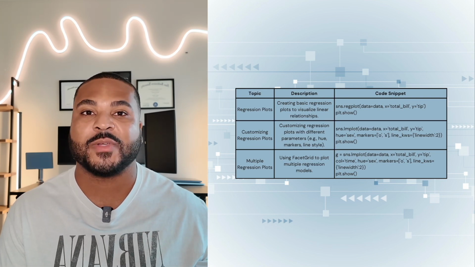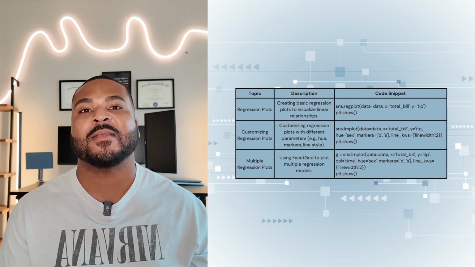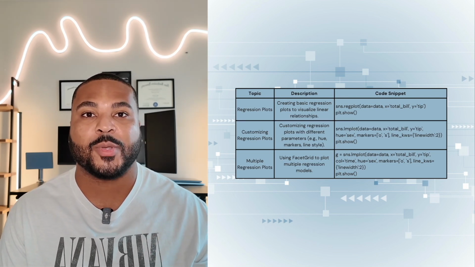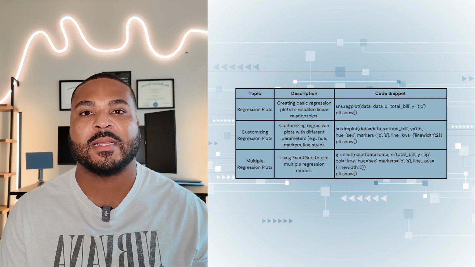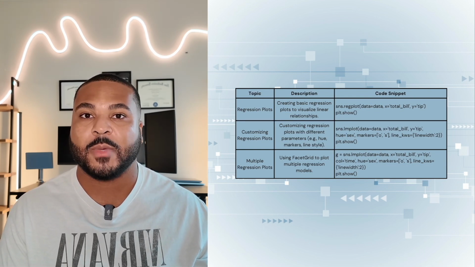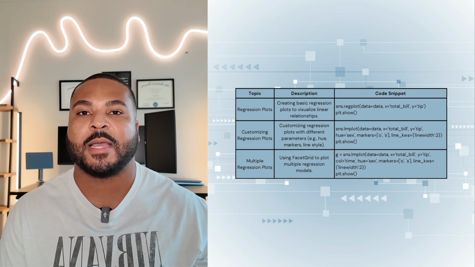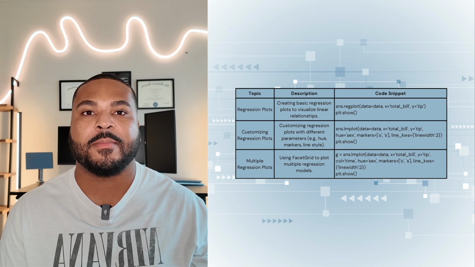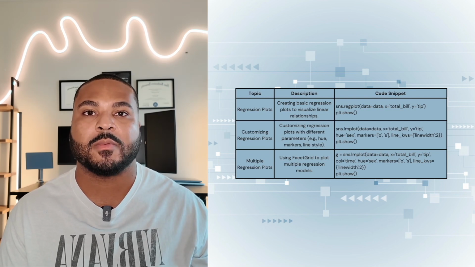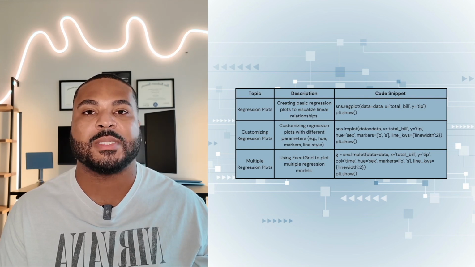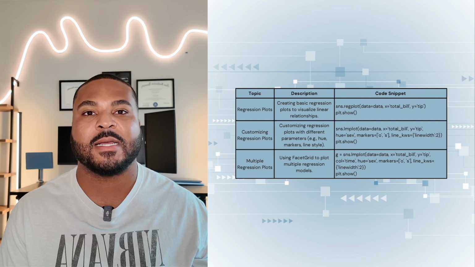You can customize regression plots, unsurprisingly, to make them more informative and visually appealing. So for example, you could add a hue parameter to color the data points based on a categorical variable, use different markers, and customize the line style. Here's an example of a customized regression plot. In this code snippet example, the lmplot function creates a scatter plot with a linear regression line. The data points are colored based on the sex column with different markers for each gender. The line_kws parameter is used to customize the line style, setting the line width to 2.